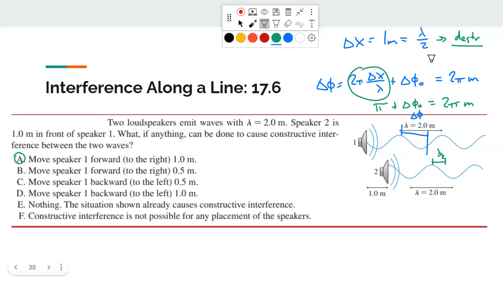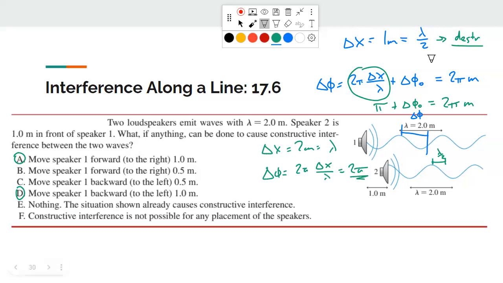So shifting an extra 1 meter would certainly cause constructive interference, because we can plug this in. Well, if we move 1 meter backwards, the speakers are just next to each other, so that's going to be constructive. And if we shift a meter forward, now our delta x is 2 meters, which is 1 lambda. And so when we plug in, our delta phi is 2 pi delta x over lambda, this is just 2 pi, which is a multiple of 2 pi, so that would be constructive.